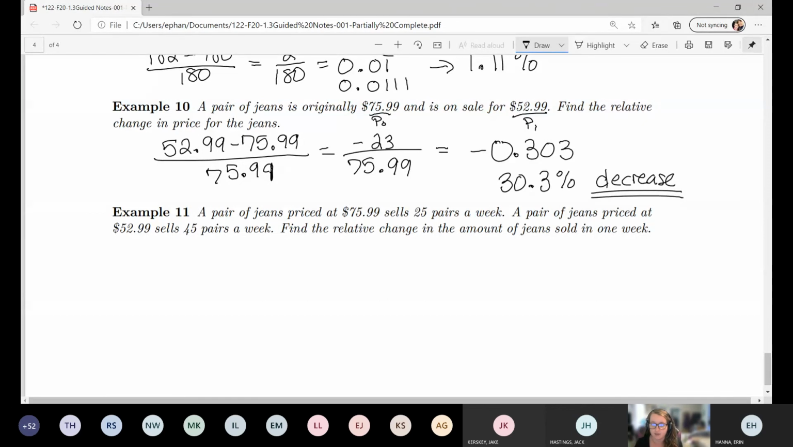That's how I'll write it so that I don't have to write the negative. I could write negative 30.3%. That's another thing with Wiley, is that sometimes they'll have you quote unquote interpret the relative change. If it's a negative decimal, it will be a decrease. And if it's a positive decimal, it'll be an increase.